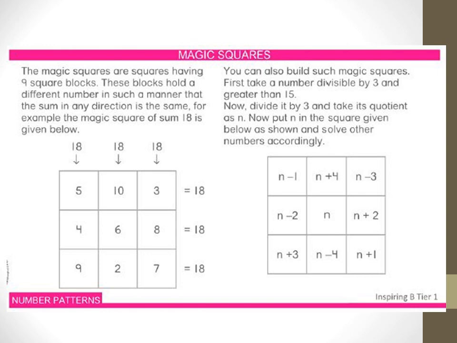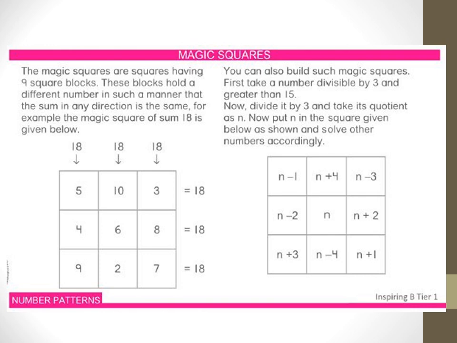Now how do we make this? Let us learn the trick. You can also build such magic squares. First take a number divisible by 3 and greater than 15. Now divide it by 3 and take the quotient as n. Now put n in the square given below as shown and solve other numbers accordingly. So now look at the diagram at the right hand side.